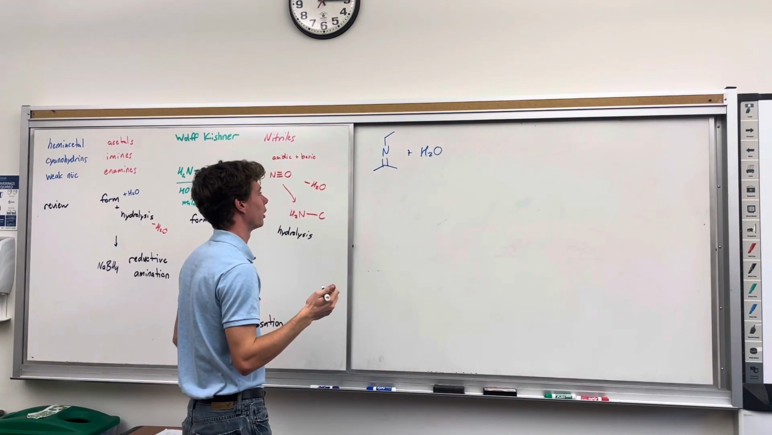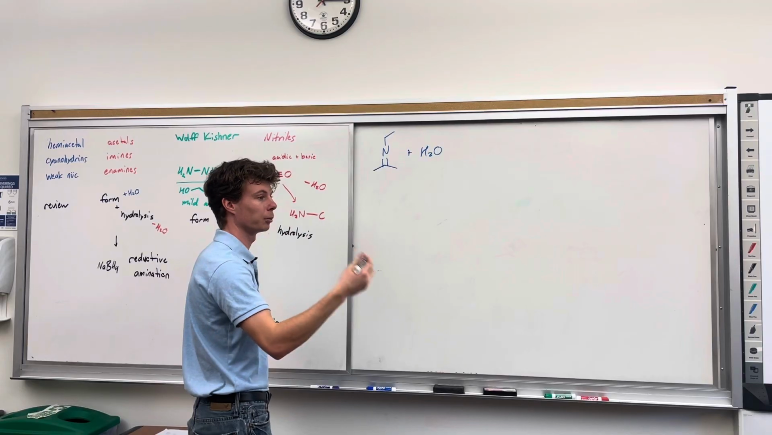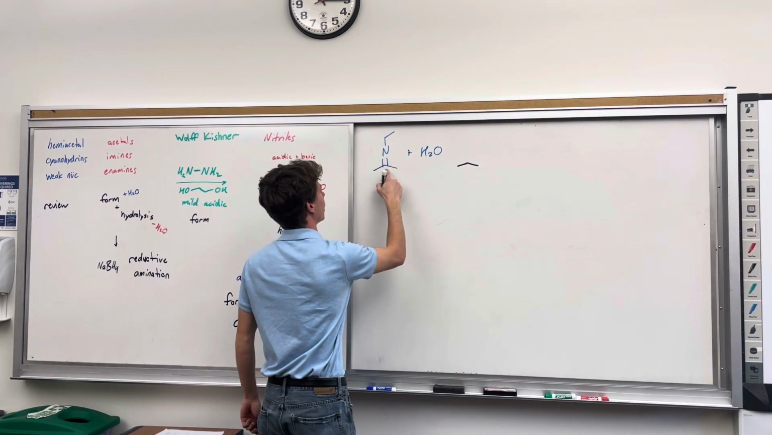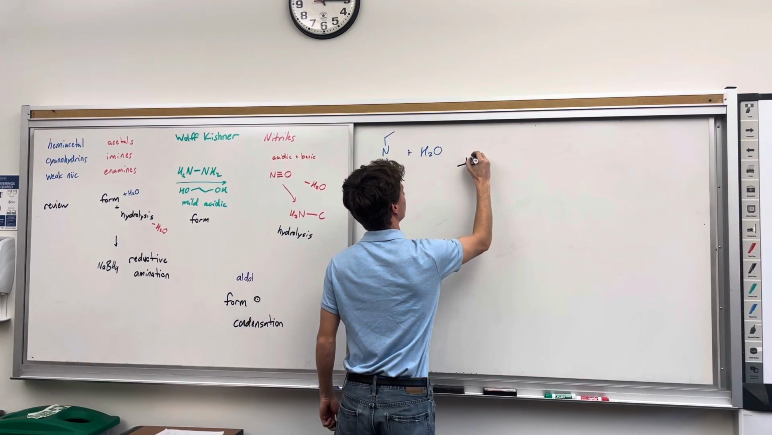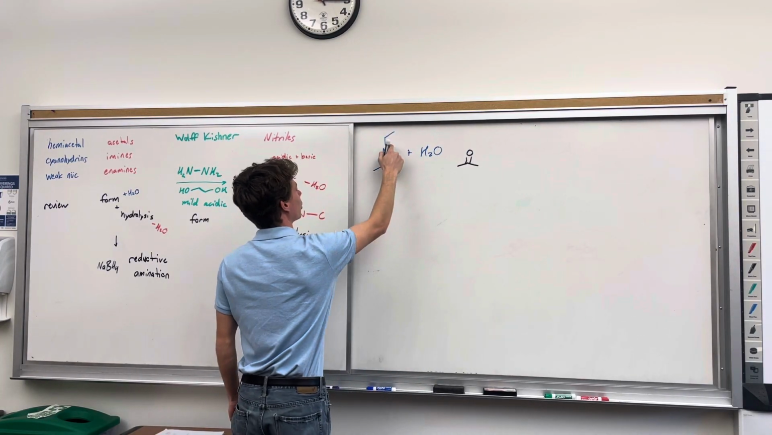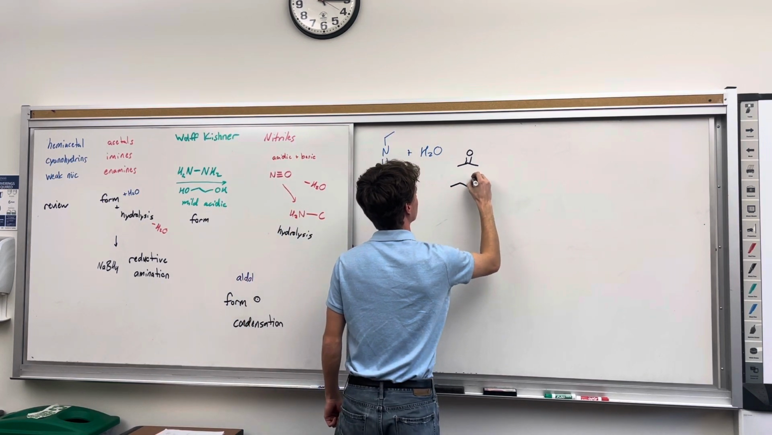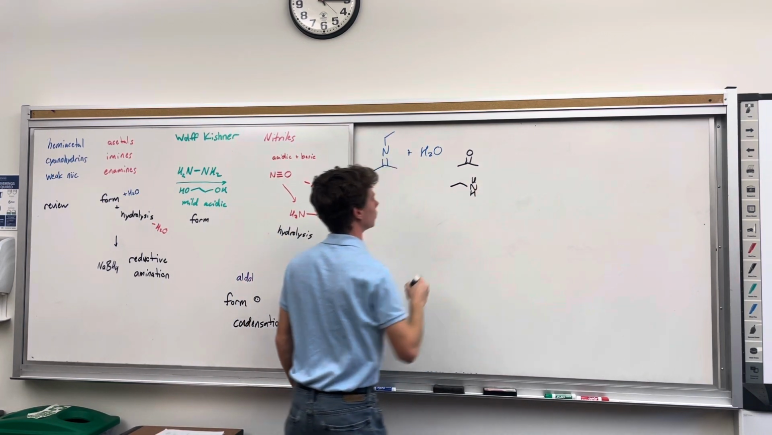What should our final product look like? Or what should our final products look like? I should have a ketone. I just replaced that with an oxygen. And then I should have a primary amine. Boom.